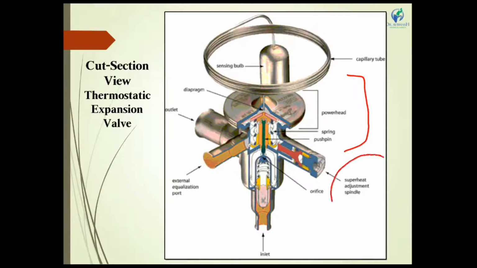This is the superheat adjustment spindle. If the refrigerant passes through the expansion valve, sometimes some vapor enters, though most of the liquid enters into the thermostatic expansion valve, so it is required to adjust the spindle where the vapor is superheated.